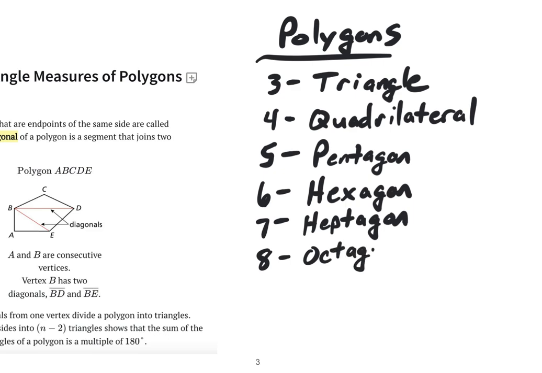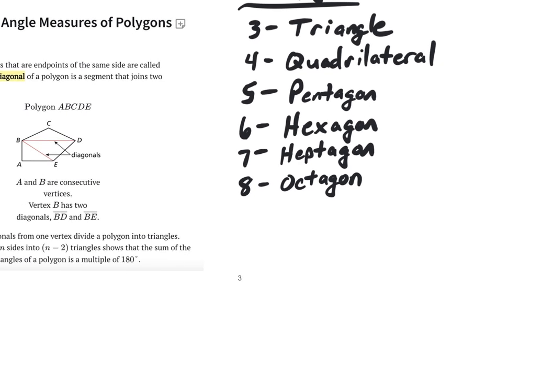8 is an octagon. Some of these prefixes kind of make sense to us. Like a heptagon is not a prefix we see very often. Octagon, we see that like an octopus has 8 tentacles. Octagon has 8 sides. So the prefix oct means 8.